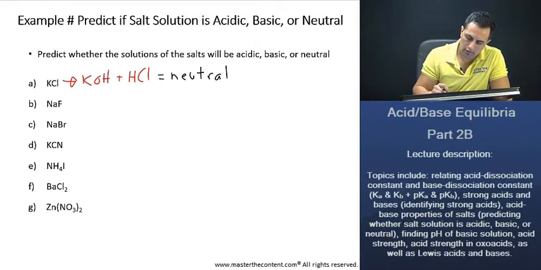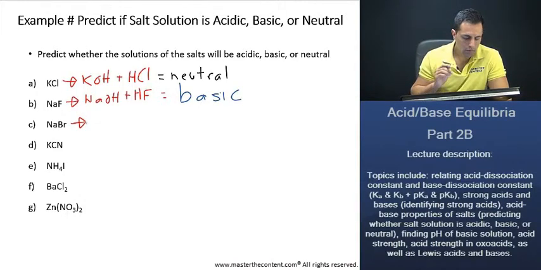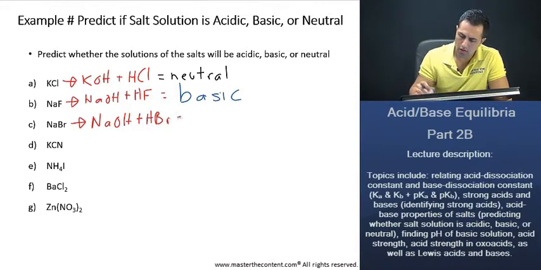Now, if we take a look at the next one, the salt sodium fluoride is formed from the strong base sodium hydroxide plus the weak acid hydrogen fluoride. Thus, we're going to end up having a basic solution. Now, if we take a look at the next one, here we have sodium bromide. Because this salt is formed from a strong base and a strong acid, we are going to have another neutral solution.